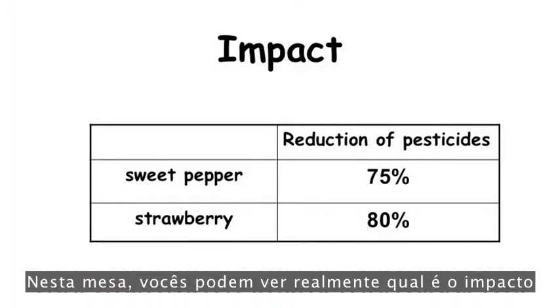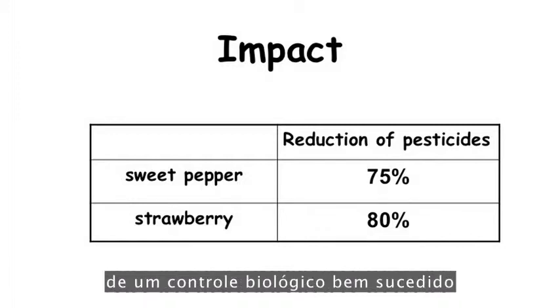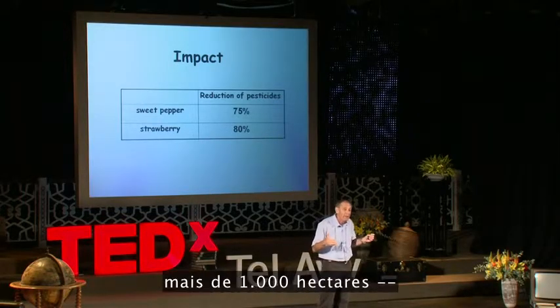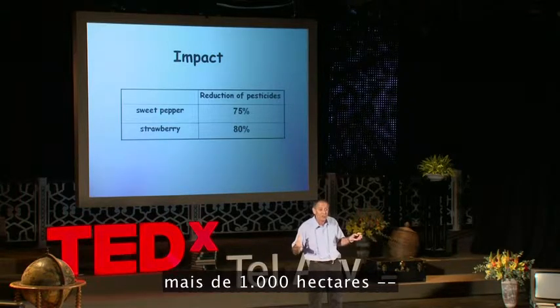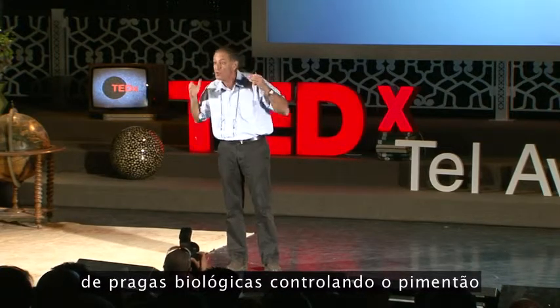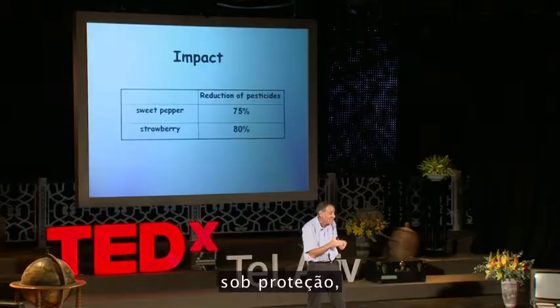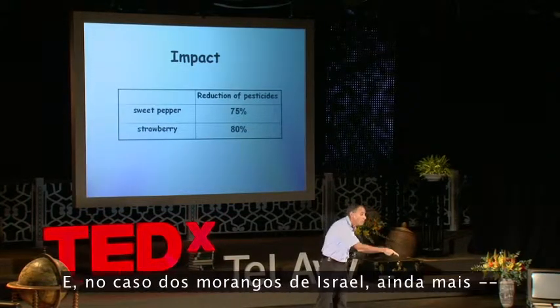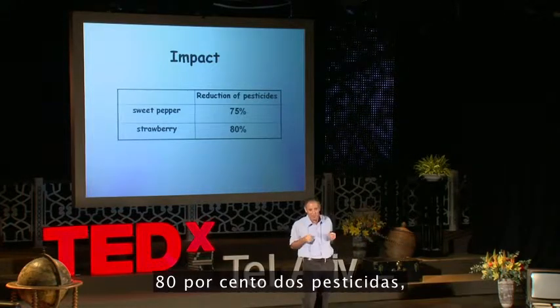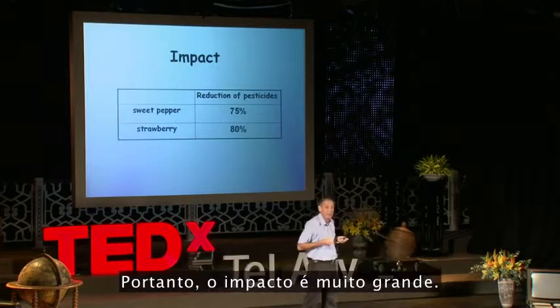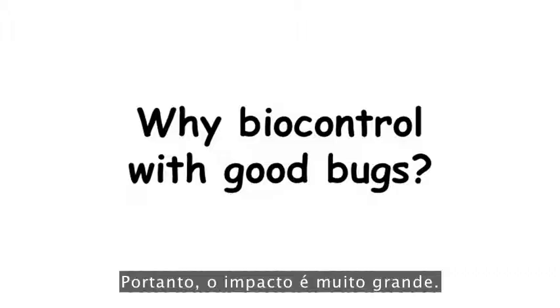And what is the impact? In this table, you can actually see the impact of successful biological control by good bugs. For example, in Israel, where we employ biological pest control on more than 1,000 hectares, 10,000 dunams in Israeli terms, in sweet pepper under protection, 75% of the pesticides were reduced. And in Israeli strawberries, even more: 80% of the pesticide, especially those aimed against pest mites in strawberries. So the impact is very strong.